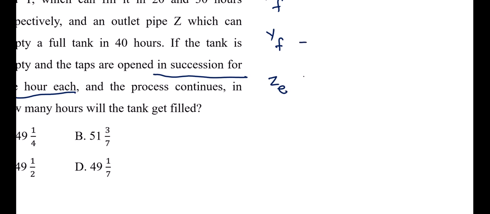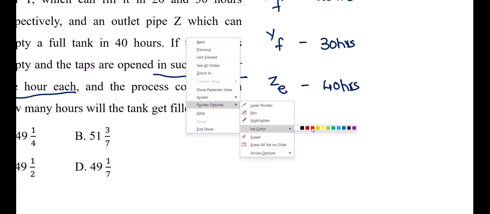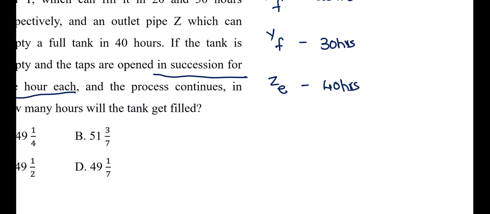X and Y are filling the tank respectively in 20 and 30 hours alone. So X can fill the tank in 20 hours. Y alone can fill the tank in 30 hours. Z can empty the tank in 40 hours. Our first primary job is to decide the tank capacity. So we can assume by taking the LCM of 20, 30 and 40, I got 120. I am assuming my tank capacity is 120 liters.